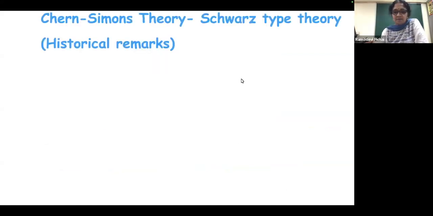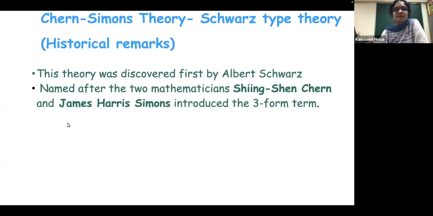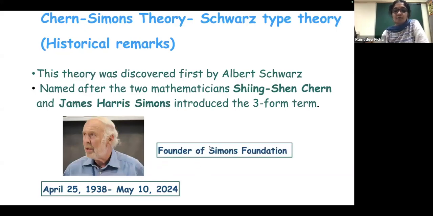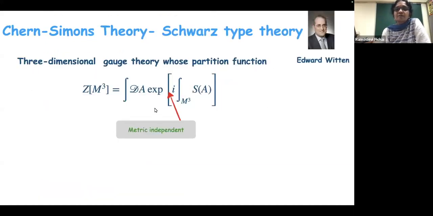Okay. And to give you some more detour on historical remarks, what is Chern-Simons? Two mathematicians, Chern and Simons, introduced this three-form term in the action. And this theory was first discovered by Albert Schwartz. That's why it's called Schwartz type. And this three-form term was introduced by Chern and Simons. Incidentally, I don't know how many of you know of Simons. Recently, last year, he passed away. And he is the founder of the Simons Foundation, which has been funding many things. You might have heard about the Simons Foundation. So the three-form, which I was saying, was introduced by Chern-Simons.